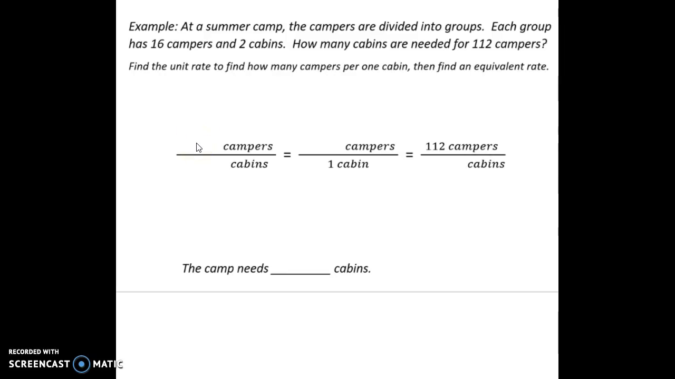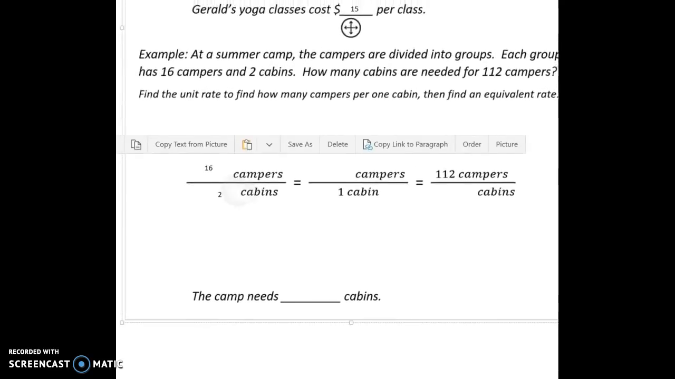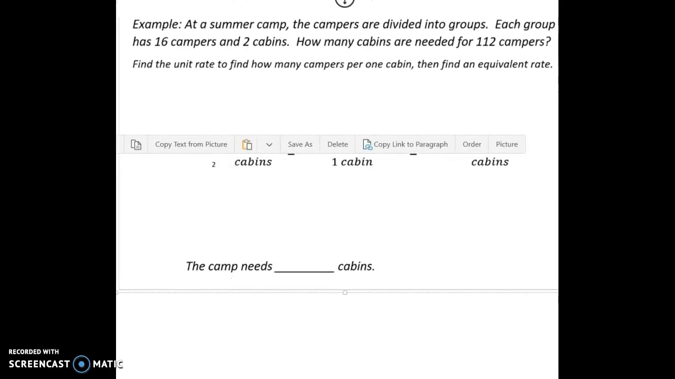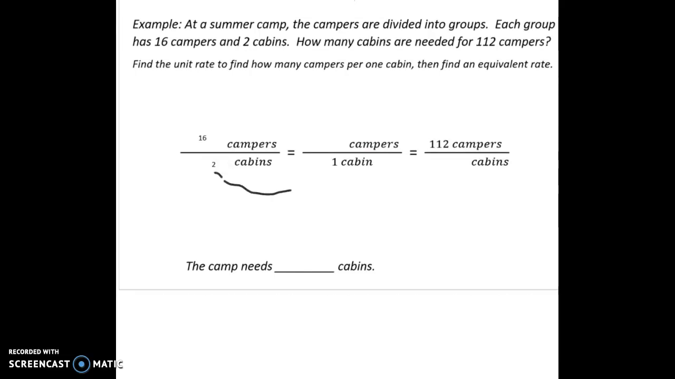Alright, so let's set this up. We know that we have 16 campers and 2 cabins. So in our first rate, we're going to have 16 campers for every 2 cabins. Alright, and we know that if we want to get it to a unit rate, our denominator is going to have to be 1. So how do we go from 2 to 1? Well, we can't multiply anything to get there, so I guess we're going to have to divide.